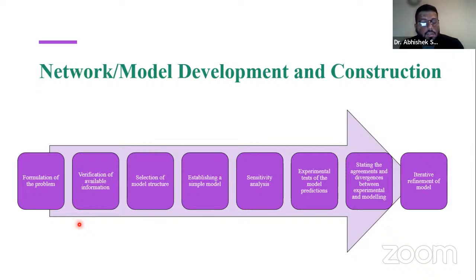Then establishing a simple model. A model can be built through mathematical formulation. Then sensitivity analysis for validation. Mathematical simulation may be highly sensitive to parameter changes. That means in sensitivity analysis, we change certain parameters and see how it affects the system, and whatever is the effect in the system, that needs to be validated or cross-checked with the experimental data, right? So experimental tests of the model prediction.